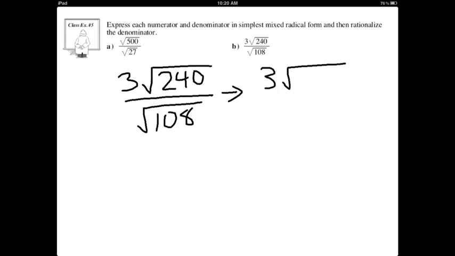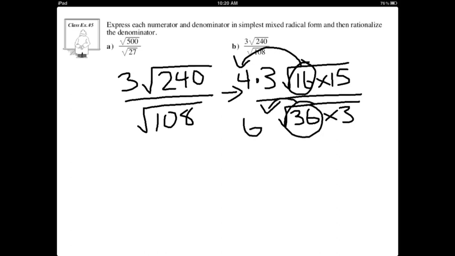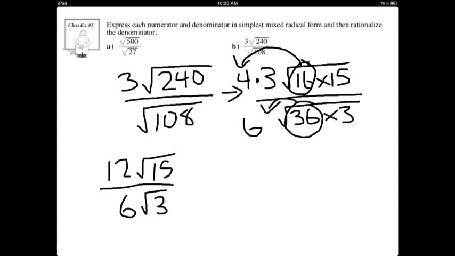240 can be broken up, that's going to be 16 times 15, and 108 can be broken up, that's 36 times 3. 16 is a perfect square, that can be brought out, so now that's a 4, and that's going to multiply that coefficient on the outside. 36 is a perfect square, that's going to be brought out, and now that's a 6. So what you're left with is 12 root 15 all over 6 root 3.